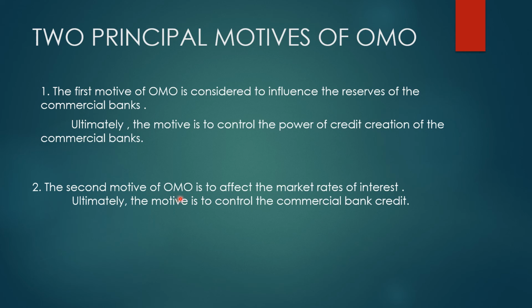The second motive of OMO is to affect the market rate of interest. Now the monetary policy has to be framed so that through OMO we influence the market rate of interest. Ultimately, the motive is to control the commercial bank credit. In a way, when we influence the market rate of interest, we will be reaching what? The commercial bank credit. The main eye is on commercial bank credit in both these motives.